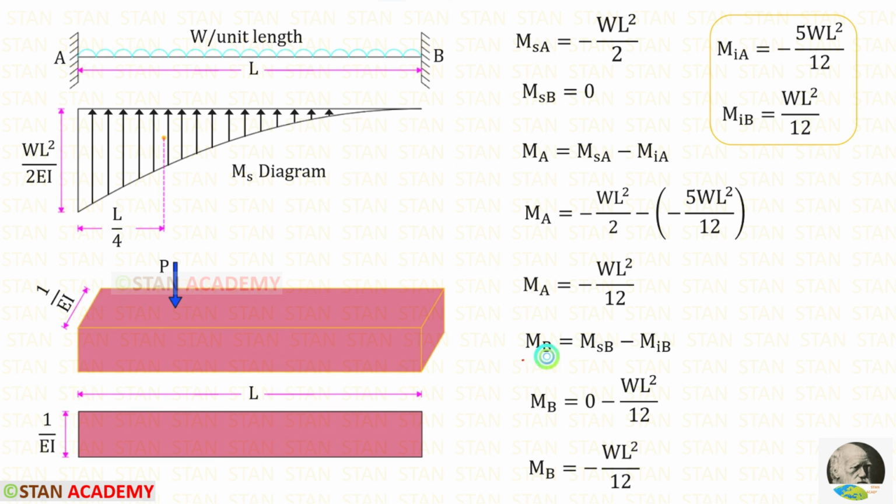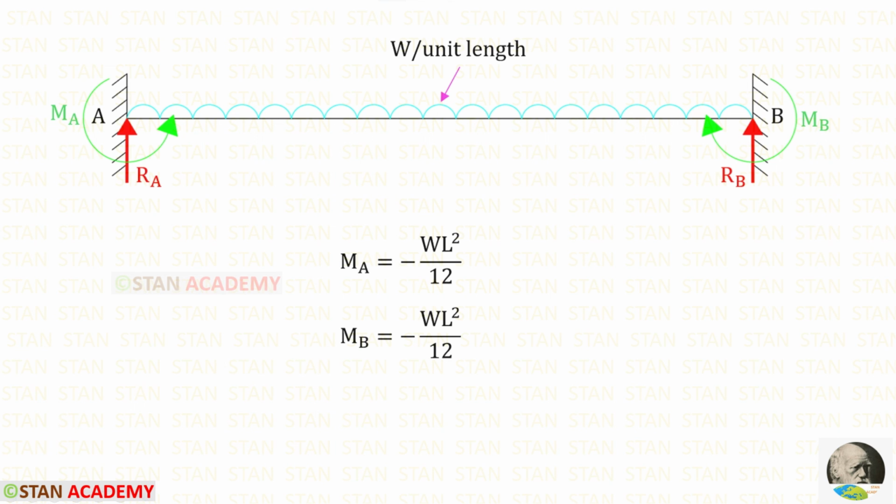Now let us find MB. The formula is MSB minus MIB. We have found MIB and MSB. Let us apply both of them. Finally for MB, we will get minus WL square upon 12. In this analysis, we have found MA and MB.